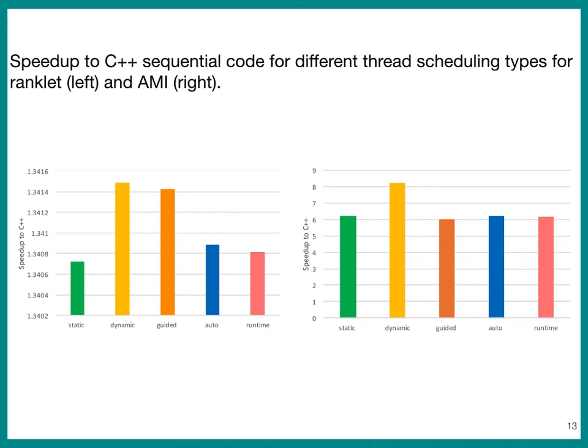Here we see the speedup to C++ sequential code for different thread scheduling types for the Ranklet on the left and for the AMI on the right. For static scheduling, OpenMP divides the iterations into chunks of chunk size, distributing the chunks to threads in a round-robin fashion. If no chunk size is specified, the iterations are divided equally among threads, and each thread gets at most one chunk. On the other hand, in dynamic scheduling, each thread executes a chunk-sized chunk of iterations, and when it has finished, requests another chunk until there are no more chunks to work on.